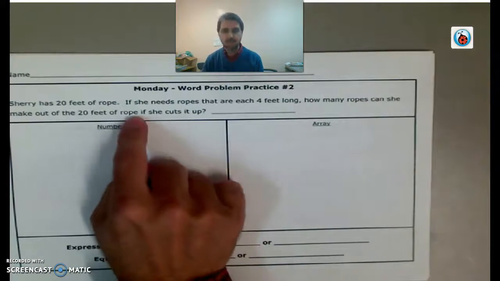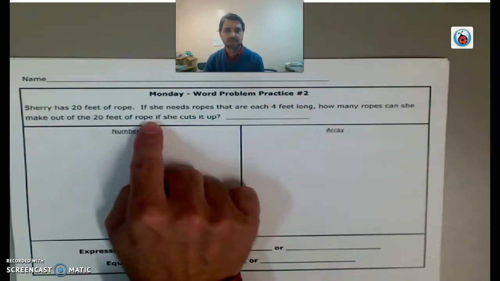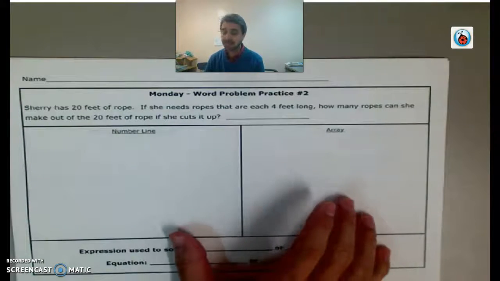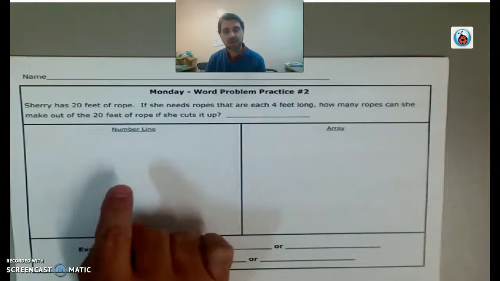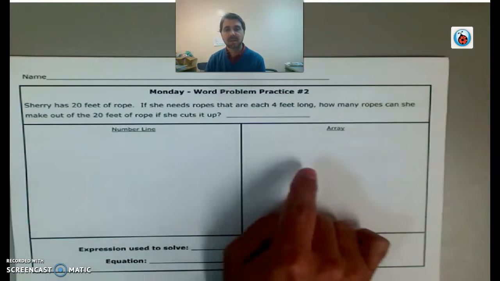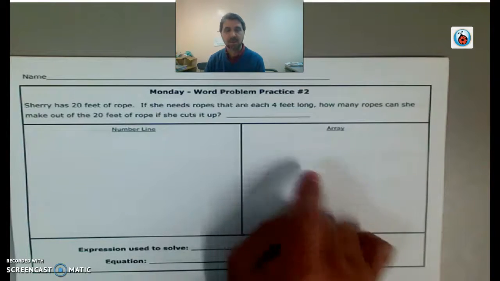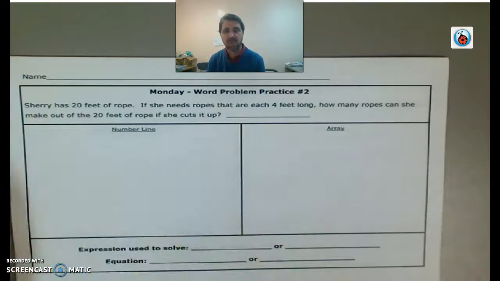Here is another problem. It's a little bit different. It is a rope, but it's different. I'll give you a hint. It might be division. I want you to try doing this with the number line and the array. Then I'll come back and work with you a little bit on that as well. So pause the video and I'll see you in a few minutes.